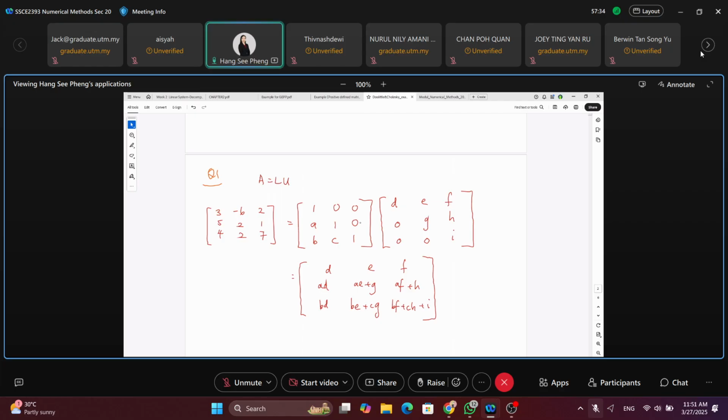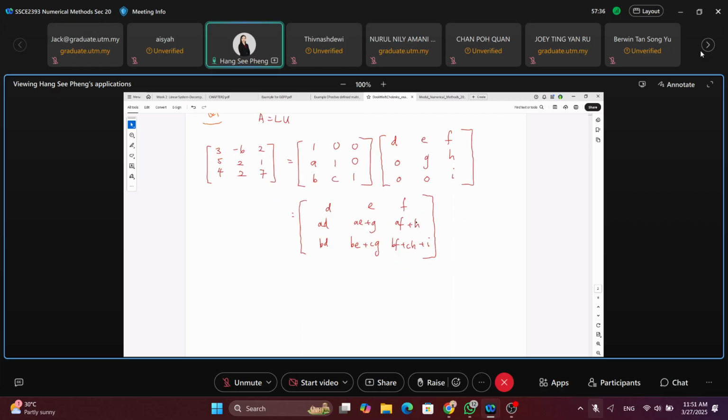Okay, this is a general form. If you feel that you are weak in doing the matrix multiplication, maybe you can memorize it. Now we do the direct comparison to solve for those unknowns. So D equals 3, E equals -6, F equals 2. Direct comparison. So I will write the answer here.